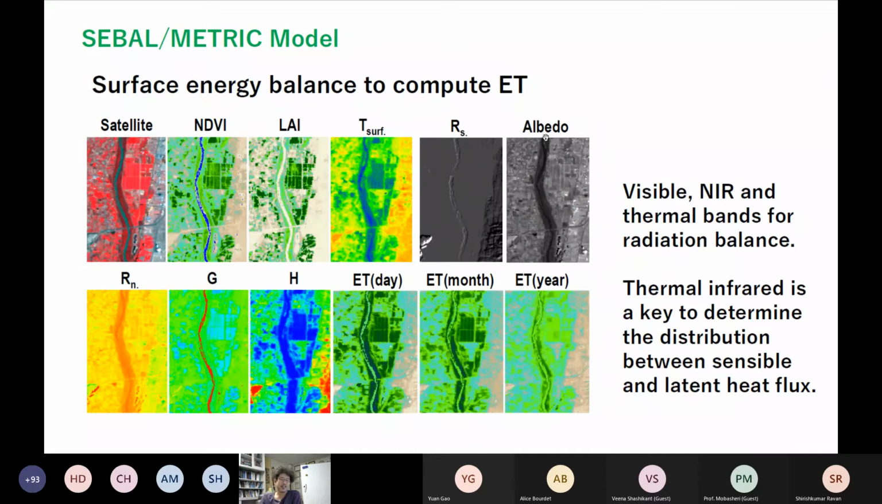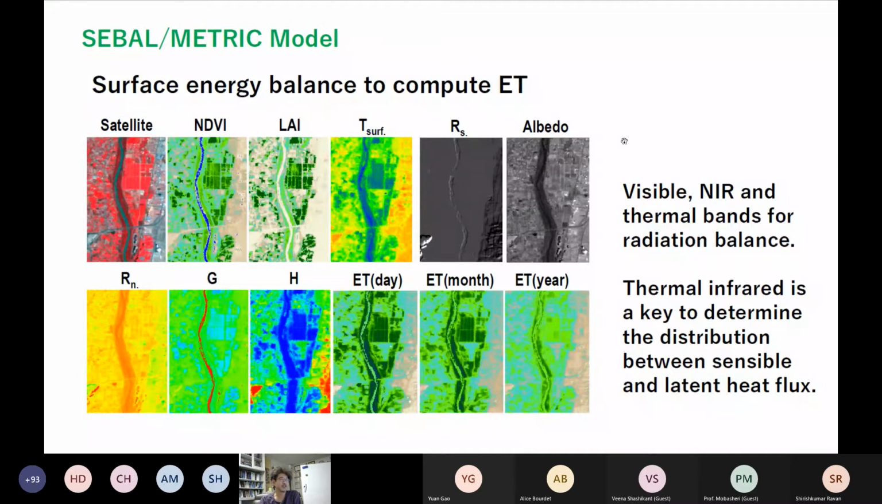Okay, and there are some popular methods available, but probably the most popular methods, especially for agriculture application, using satellite information for evapotranspiration estimation, are the SEBAL model and the METRIC model. These are very similar models, and I just want to briefly explain how they estimate evapotranspiration, ET.